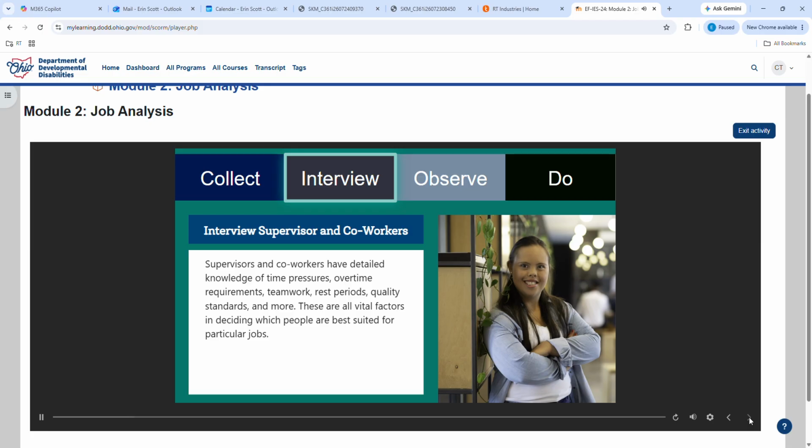Supervisors and coworkers have detailed knowledge of time pressures, overtime requirements, teamwork, rest periods, quality standards, and more. These are all vital factors in deciding which people are best suited for particular jobs.